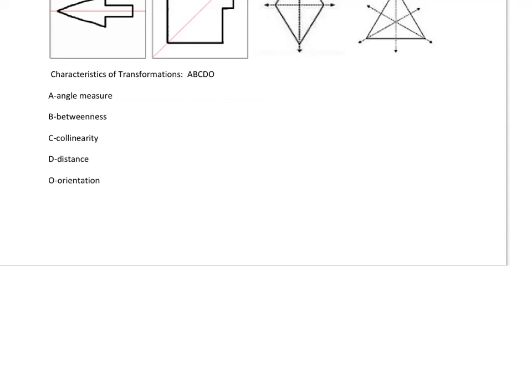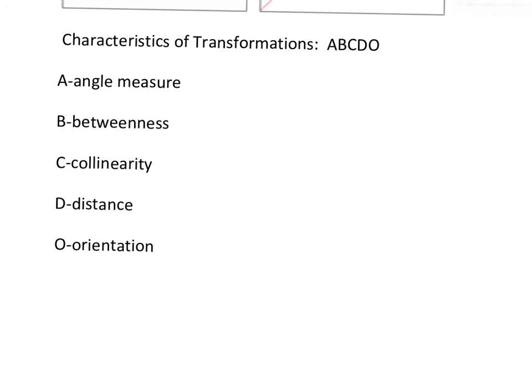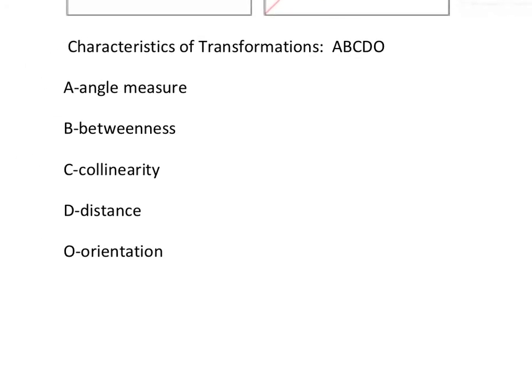Lesson 8.1, Video 2. When we do transformations, we have to consider a couple of key characteristics of the shapes we're dealing with. Case in point being what changes and what doesn't change based upon what you are doing to the figure, what kind of transformation you're doing. So a way to remember what things you want to consider is A, B, C, D, O.